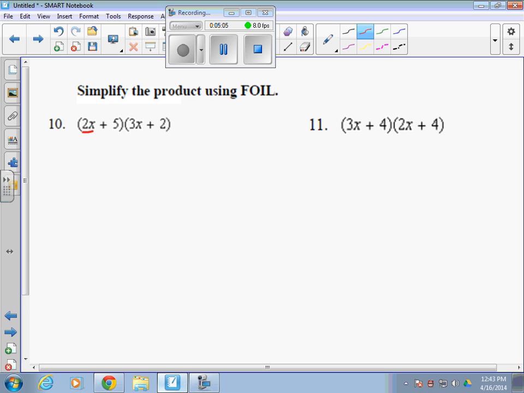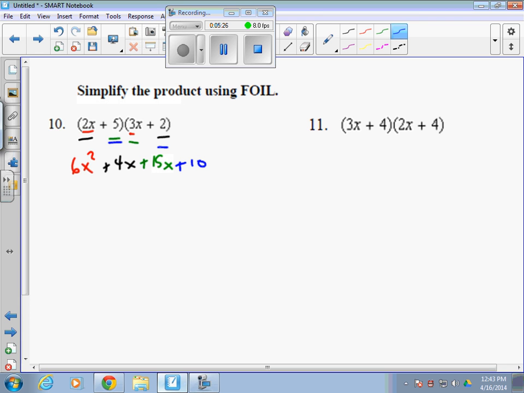First, 2x times 3x. 2 times 3 is 6. X times x is x squared. Outer, 2x times 2. 2 times 2 is plus 4x. Inner, 5 times 3x. 5 times 3 is 15x. And then L is for last. 5 times 2 is plus 10.